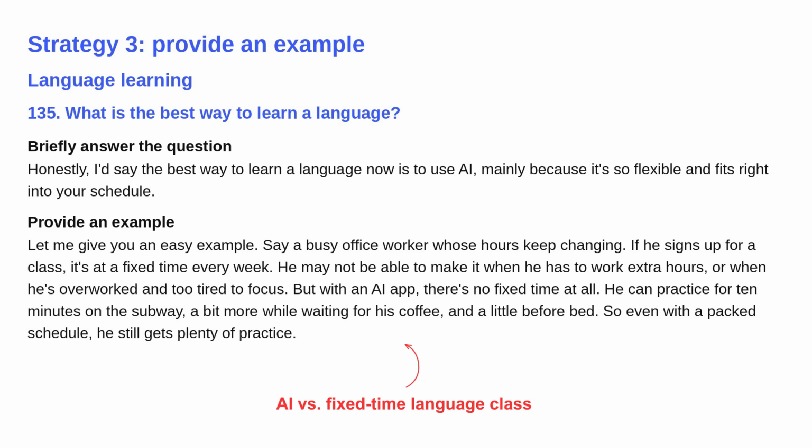If he signs up for a class, it's at a fixed time every week. He may not be able to make it when he has to work extra hours or when he's overworked and too tired to focus. But with an AI app, there's no fixed time at all. He can practice for 10 minutes on the subway, a bit more while waiting for his coffee, and a little before bed. So even with a packed schedule, he still gets plenty of practice.